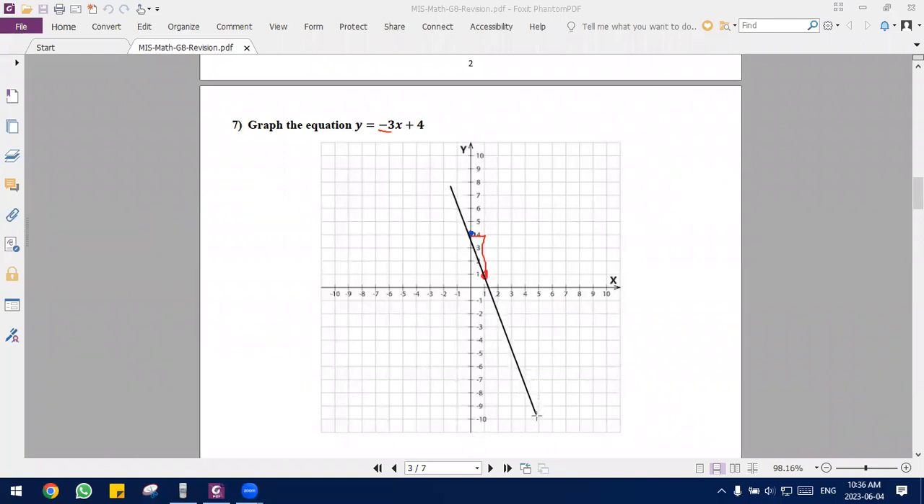So again, you can get the graph by using only these 2 steps. You can either find the points from the x and y table, or you can use the y-intercept and then use the slope to find the other point.